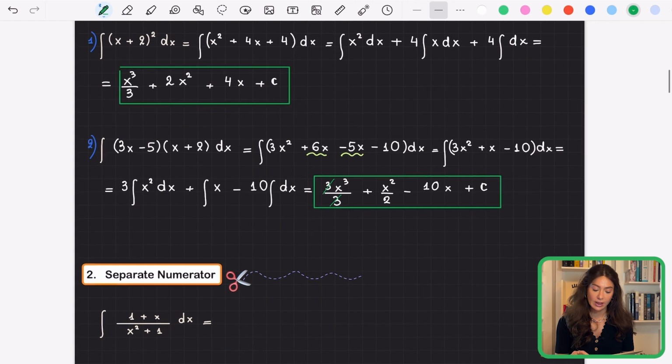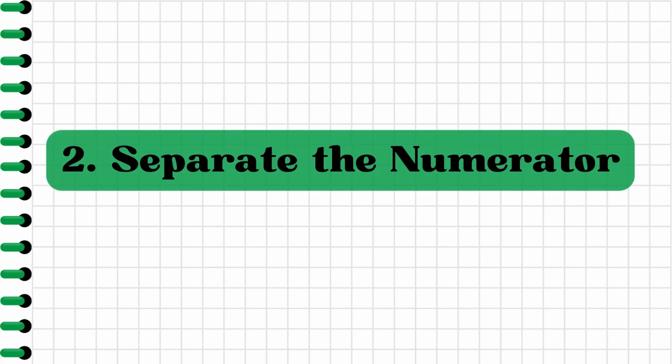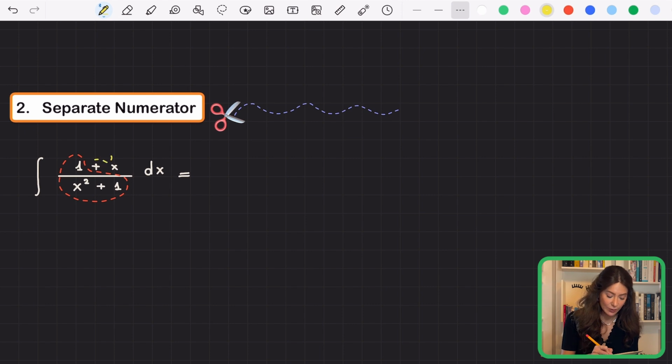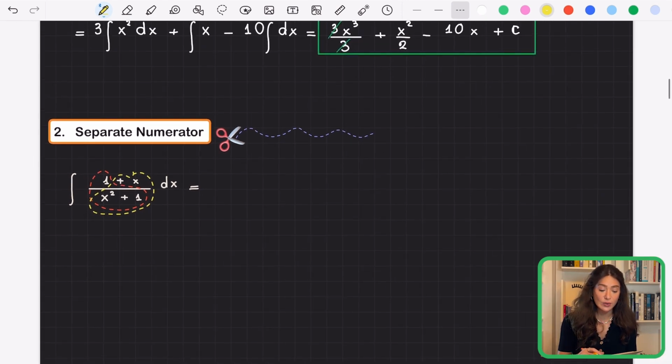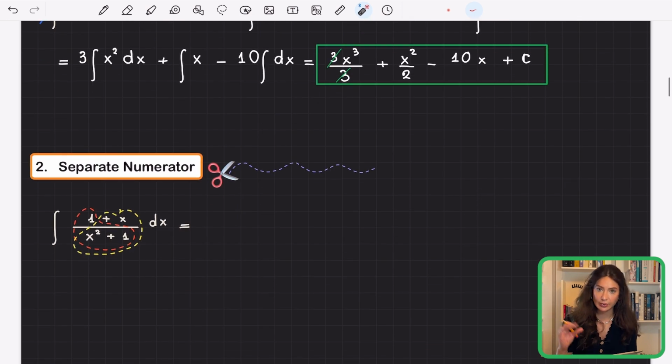So that is the power of expanding, so that you end up with separate integrals. Okay, trick number 2, separate the numerator. What you want to do here is separate the numerator, and the reasons for doing that are very much the same reasons why you wanted to expand these expressions, so that you would have an integral of a sum of terms, so you could take separate integrals.